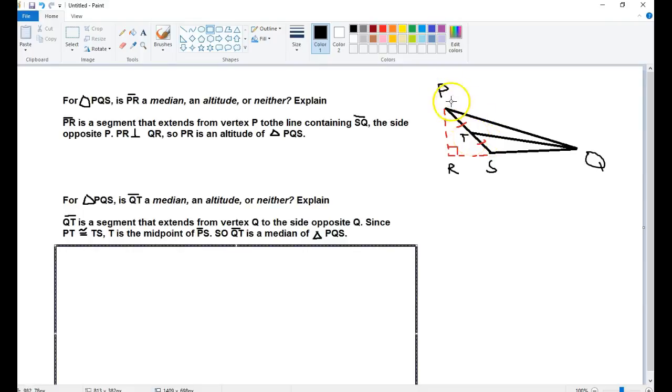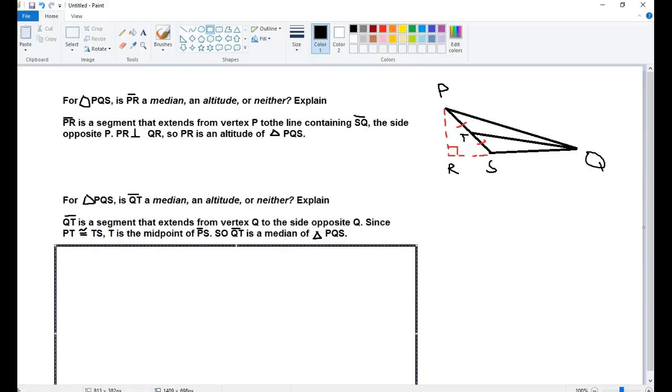Remember that this one here is the altitude because it's going from a vertex to a line that's perpendicular to the opposite side. And this opposite side is not inside the triangle. All right, next, let's go into different examples for acute, right, and obtuse triangles for altitudes and the name for it.